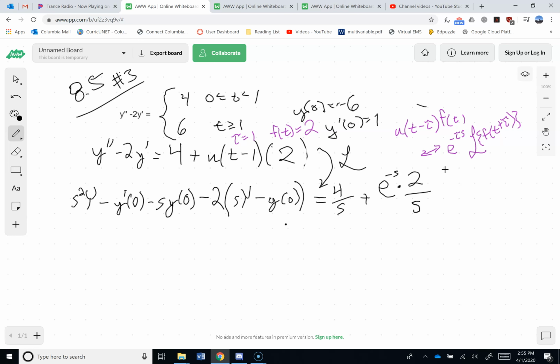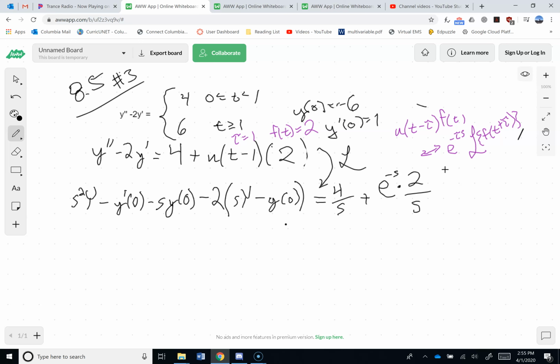Okay. So the other place you could have gotten this one, instead of going through this business, is the fourth to the last line on the table: u of t minus tau turns into e to the minus tau s over s. Which is exactly this thing, right? I got a constant, and then I have an e to the minus s over s.